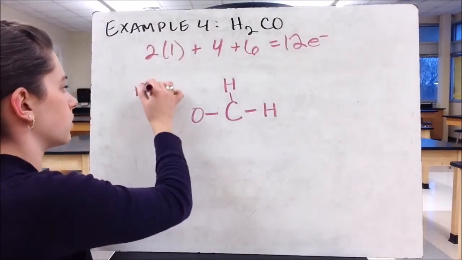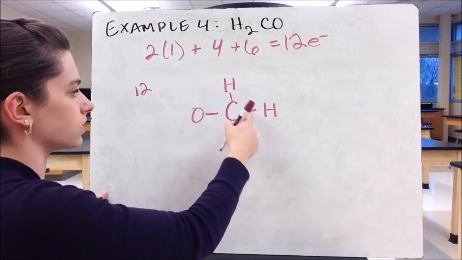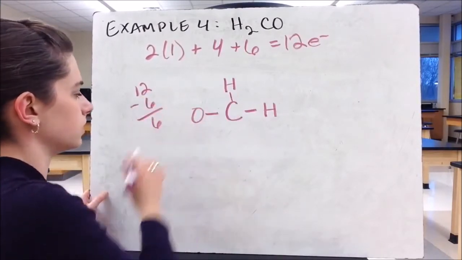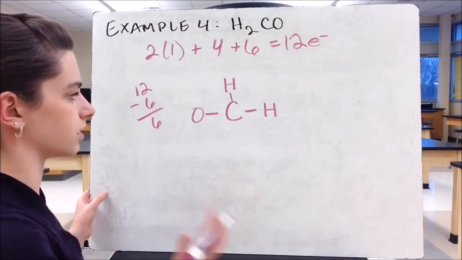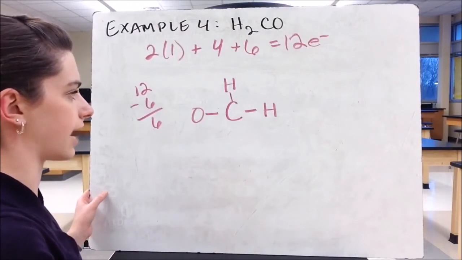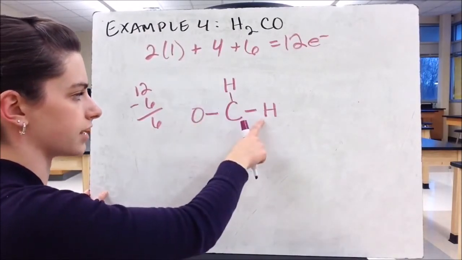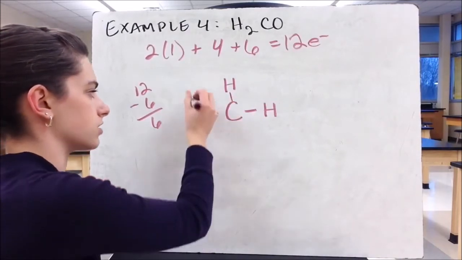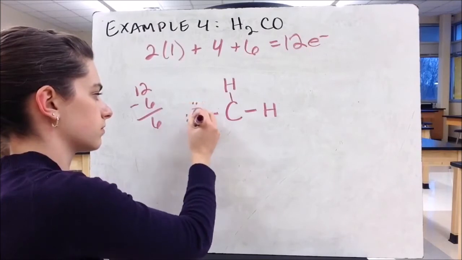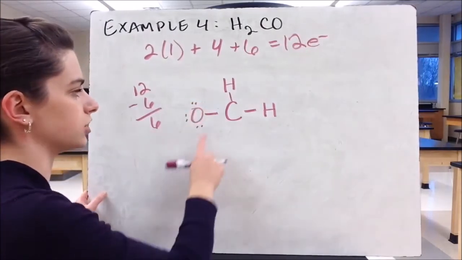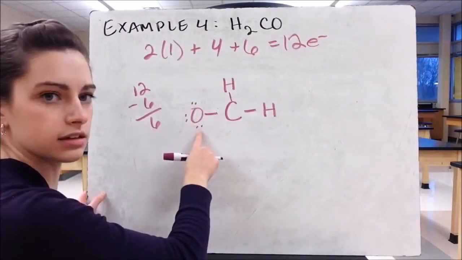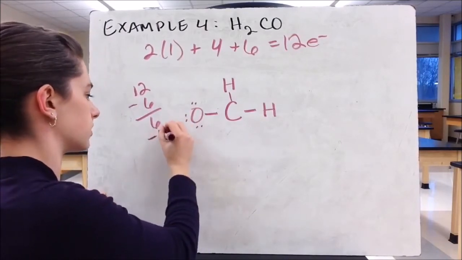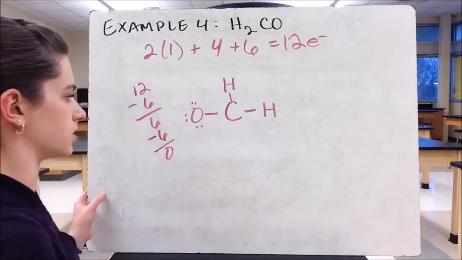I have a running total of 12. I've used 2, 4, 6, which leaves me with 6 left to place. So I'm going to put them on my terminal atoms. I'm not going to put them on my hydrogens because hydrogen only needs 2. Those are already in the bond. So I'm going to put them on oxygen. Now my oxygen has 2, 4, 6, 8 valence electrons. I've used 6 additional ones, so I'm going to subtract 6 and end up with 0.